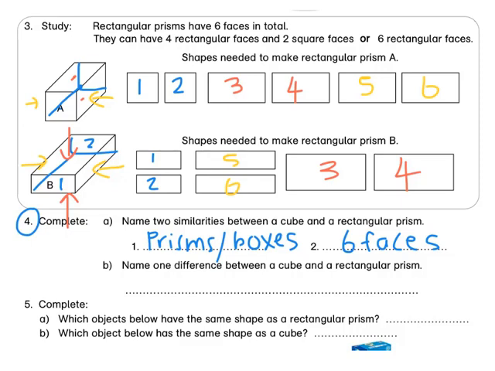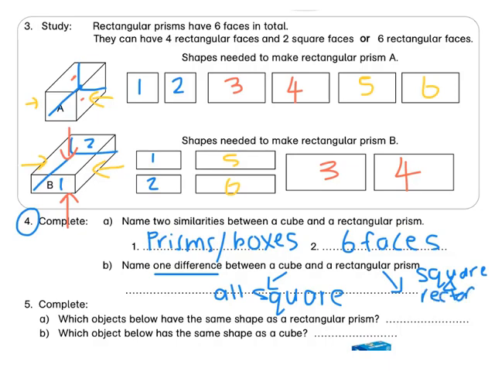For B, name 1 difference between a cube and a rectangular prism. Now for a cube, all the faces are square. But as we have seen for a rectangular prism, the faces can be squares and rectangles, or just rectangles. So you must write that as a nice neat sentence. Press pause to complete 5 by yourself.